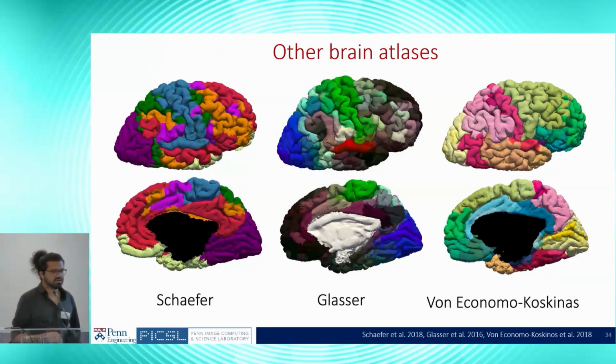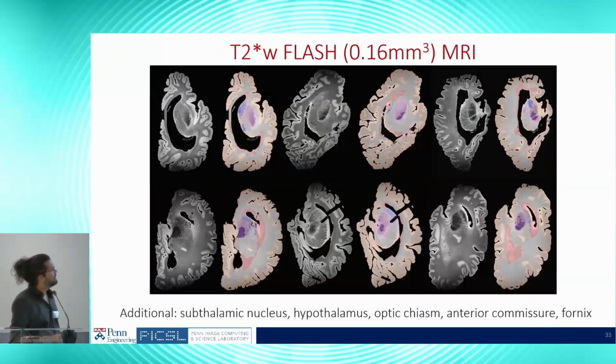So we did this across all the 200 postmortem MRI scans, and then we also generalized to other imaging sequences that I was talking about earlier, the T2 star flash sequence at 160 microns. So for the first part of the segmentation, we obtain all those 10 labels, and in addition to that, in our newly updated model, we also acquire additional labels of subthalamic nucleus, hypothalamus, optic chiasm, anterior commissure, and fornix.